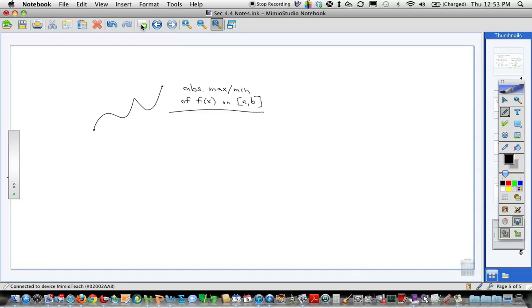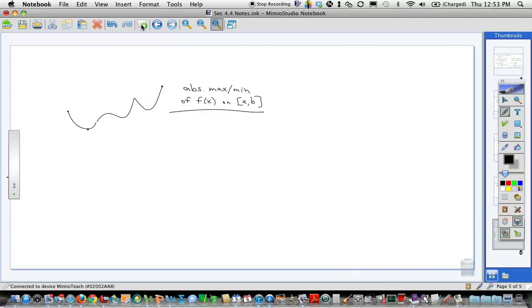In this particular picture, where's the absolute max? The right endpoint. Where's the absolute min? The left endpoint. Okay? But if I change this just a little bit, now where's the absolute min? Where do we call that? Local minimum, and what's true at that point?